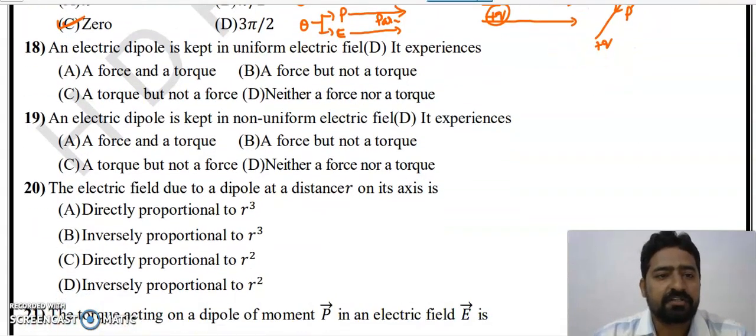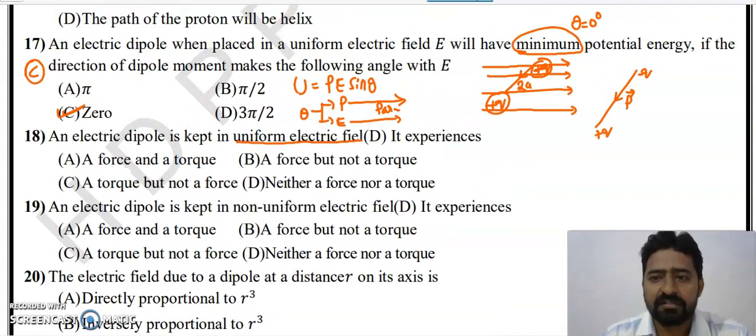So let's move to the next, the 18th question. An electric dipole is kept in a uniform electric field. It experiences... Okay, look, you have already seen that one. In the figure, this is a dipole placed in the uniform electric field. Here, this is a positive charge, and the force is, look, this force on the positive charge will be experienced in this direction. So this force is equal to E into Q, because electric field is equal to force divided by charge.